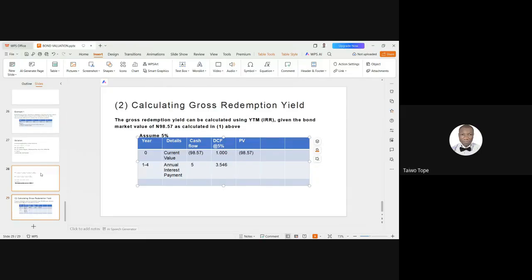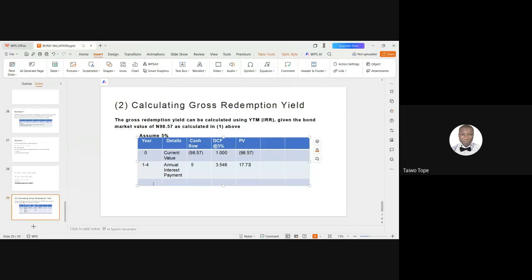So when you do that, the answer will be what? 3.546. Please confirm. Correct. 3.546 multiplied by 5, you have what? 17.73. So this is your annual interest payments, present value for year 1 to 4.